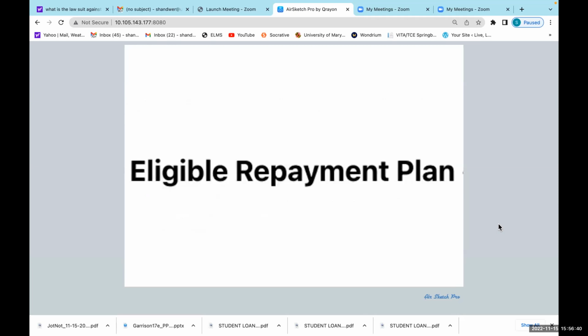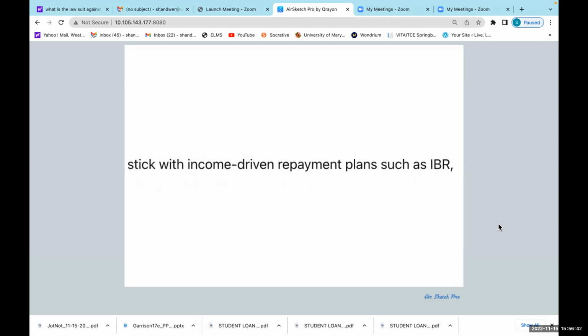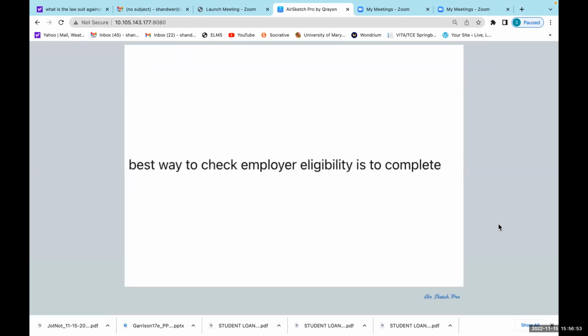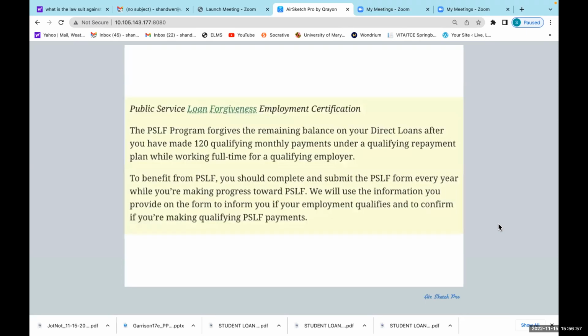So let's take a look at the eligible payment plan. It has to be some kind of income driven repayment plan, which is probably good to have. It's a good program to be on. Eligible service employers, where do you know if you are working for them? Check employer eligibility. It's easy to check. Let me give you the site.